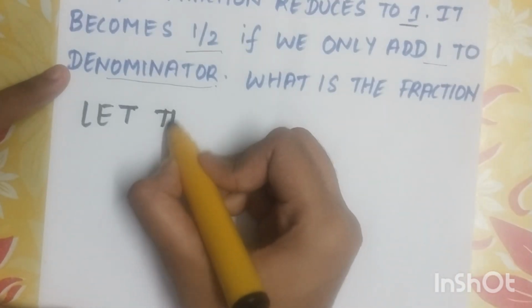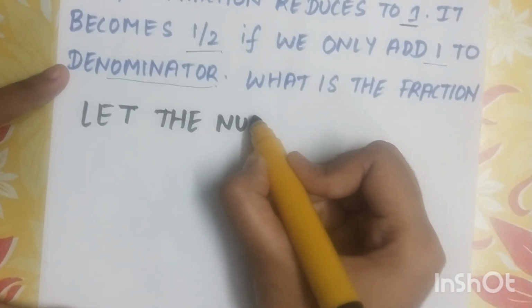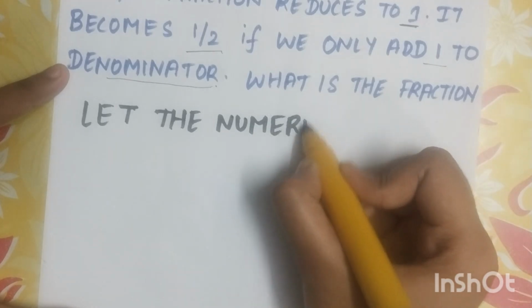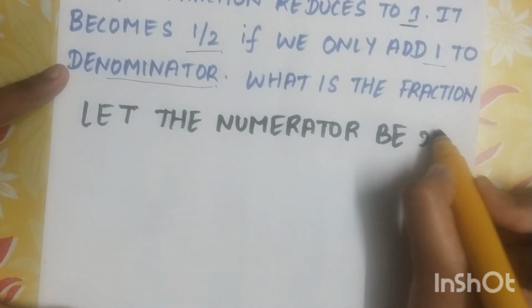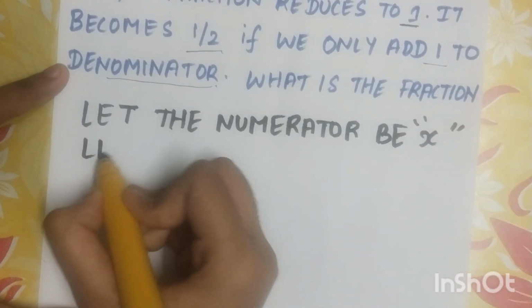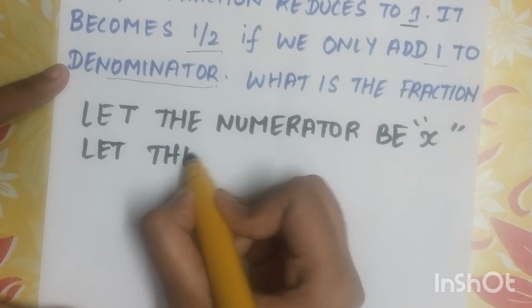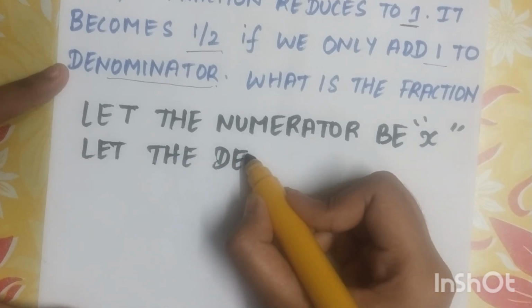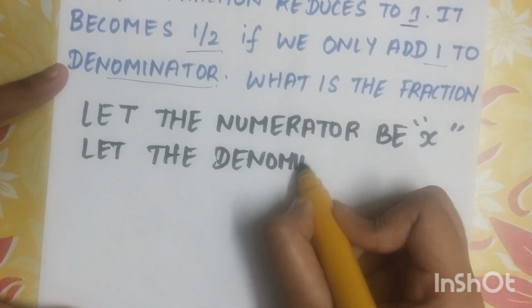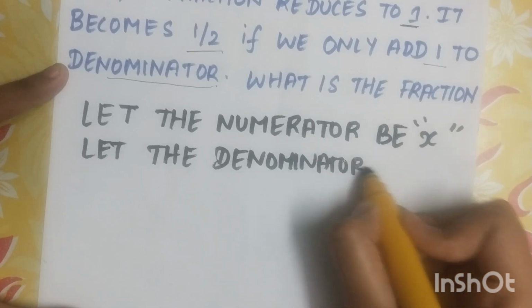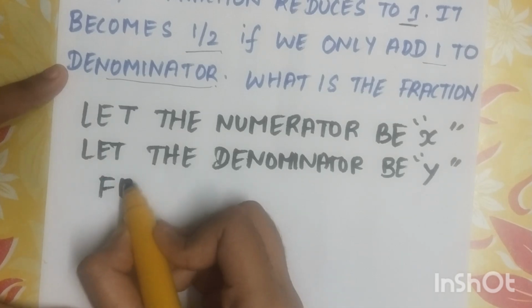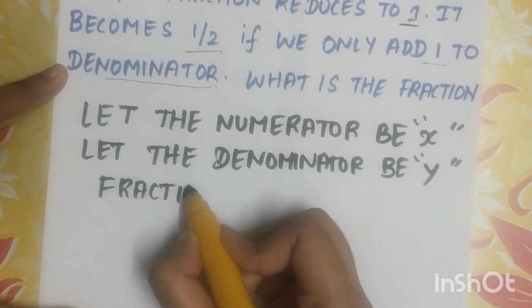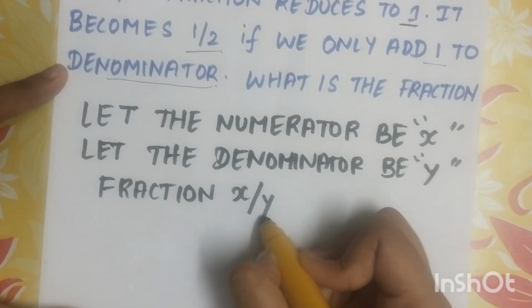Let the numerator be x, let the denominator be y. So the fraction will be x by y, right? So the fraction is x by y.